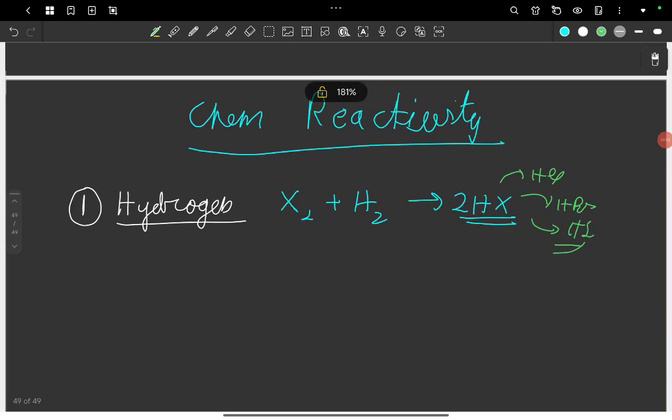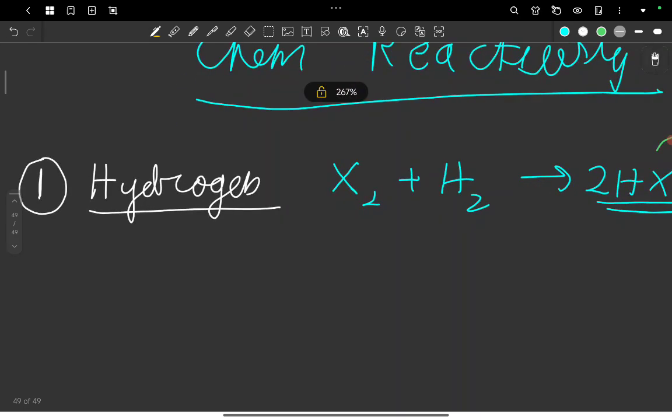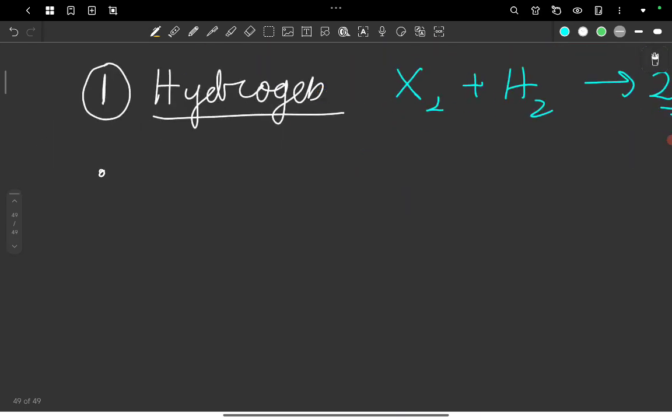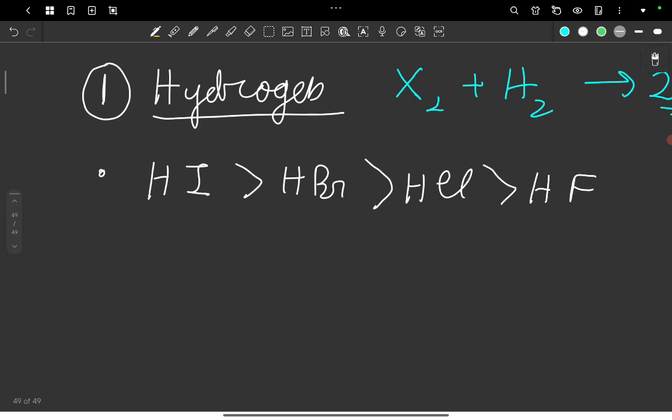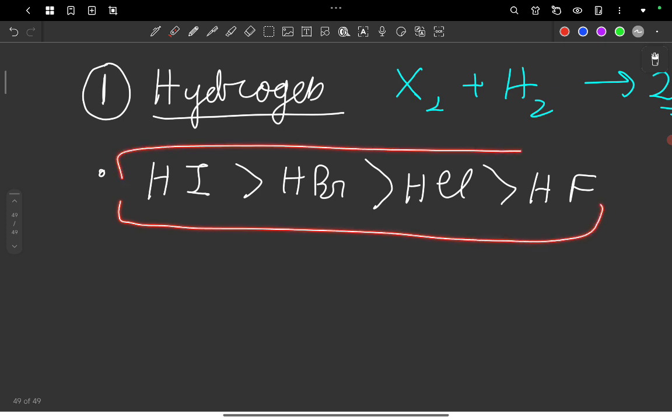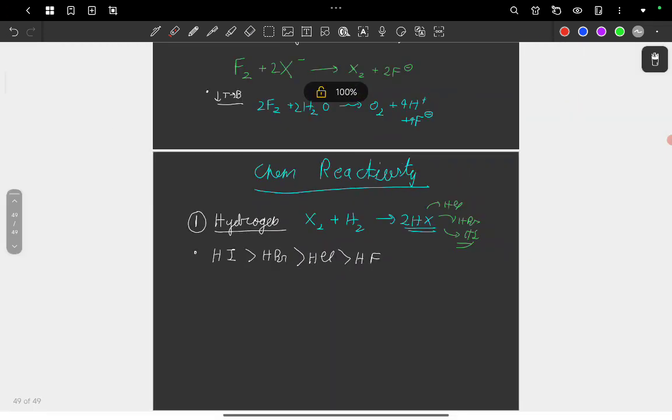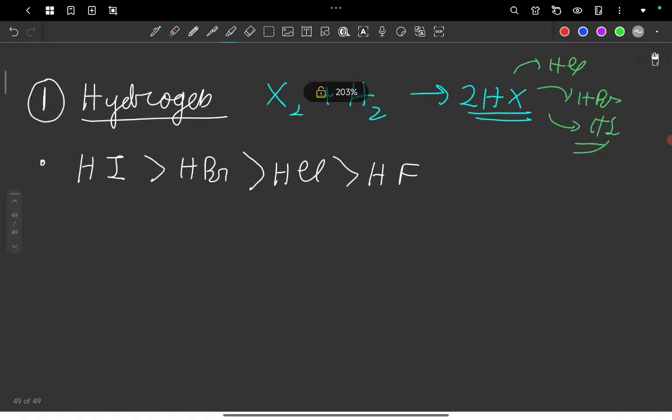Now, what were the extra properties I was mentioning? You have to remember that their acidity decreases from bottom to top. What does this mean? This means that hydrogen iodide is more acidic than hydrogen bromide, which is greater than hydrogen chloride, which is greater than hydrogen fluoride. And just so you know, all of these are toxic to you. And hydrogen fluoride is toxic for a completely different reason, which we will not discuss.